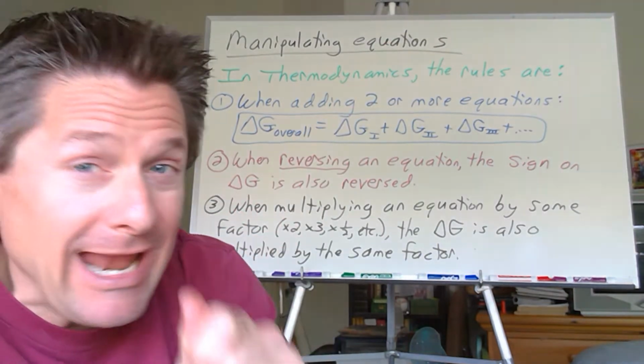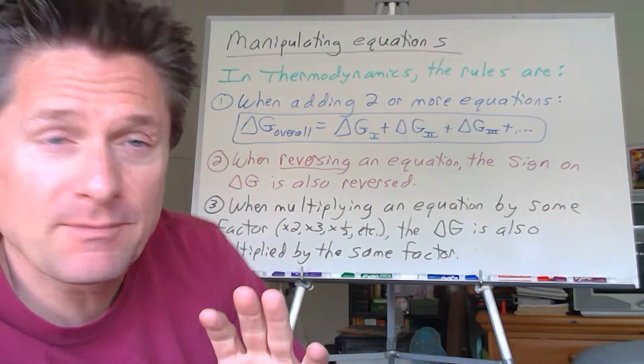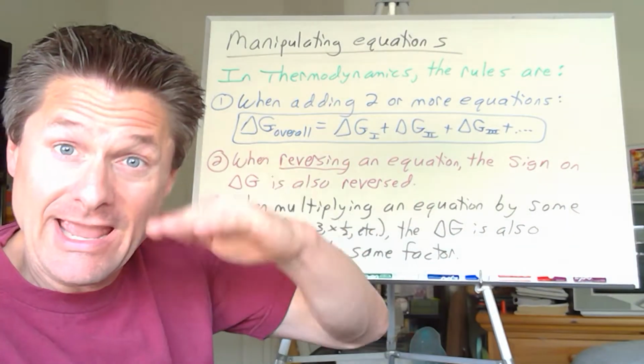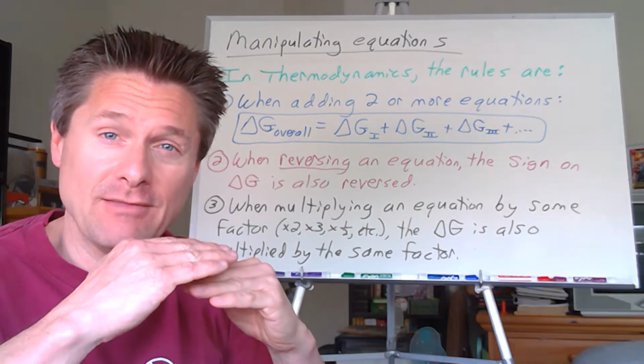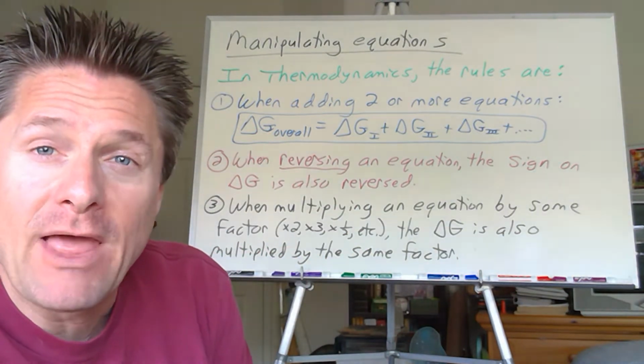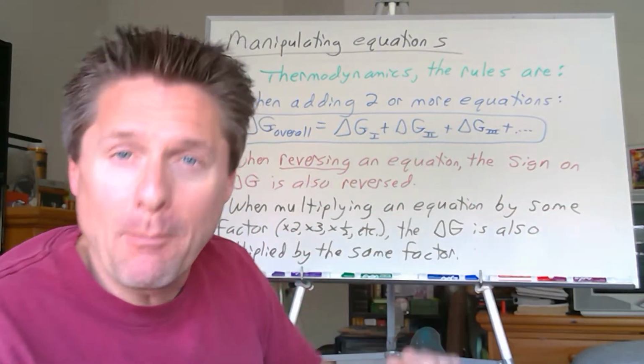In thermodynamics, or thermochemistry in first semester, here's the rules. When we are adding 2 or more equations together, using Hess's law to do that, the overall delta G reaction for that overall equation is the sum, it's additive.